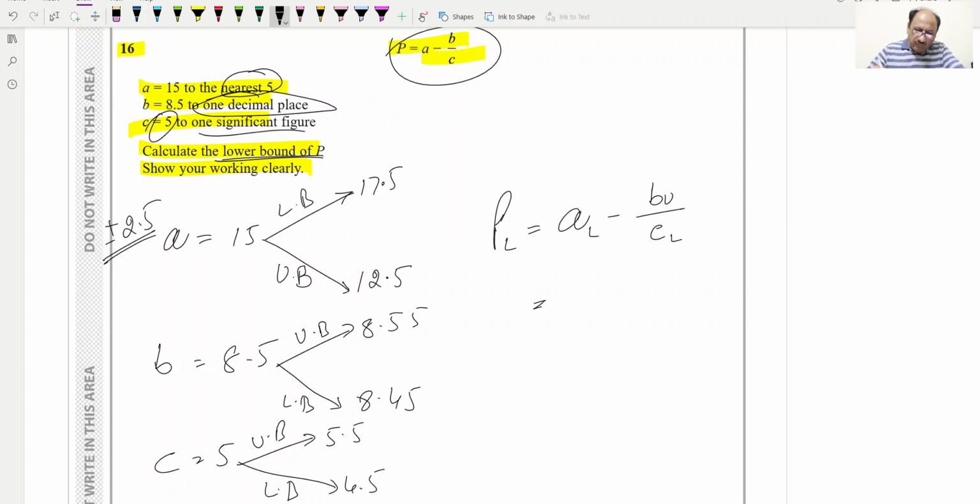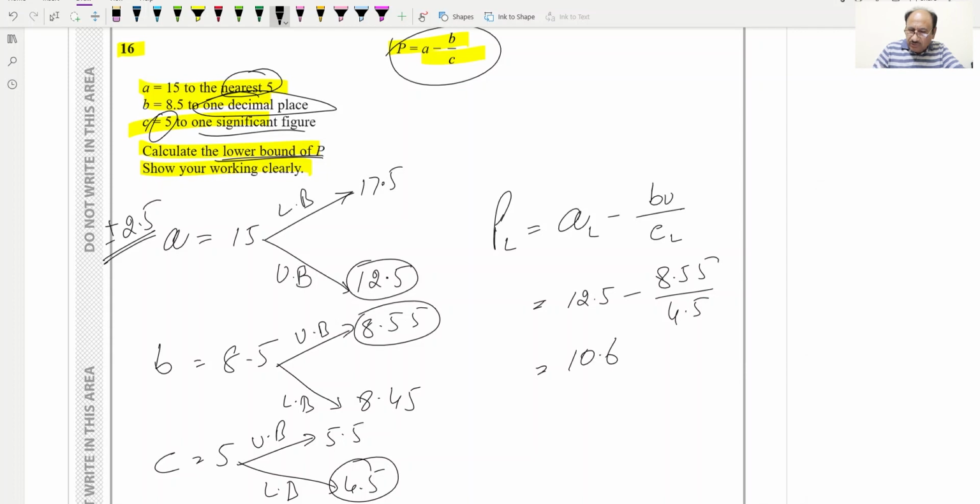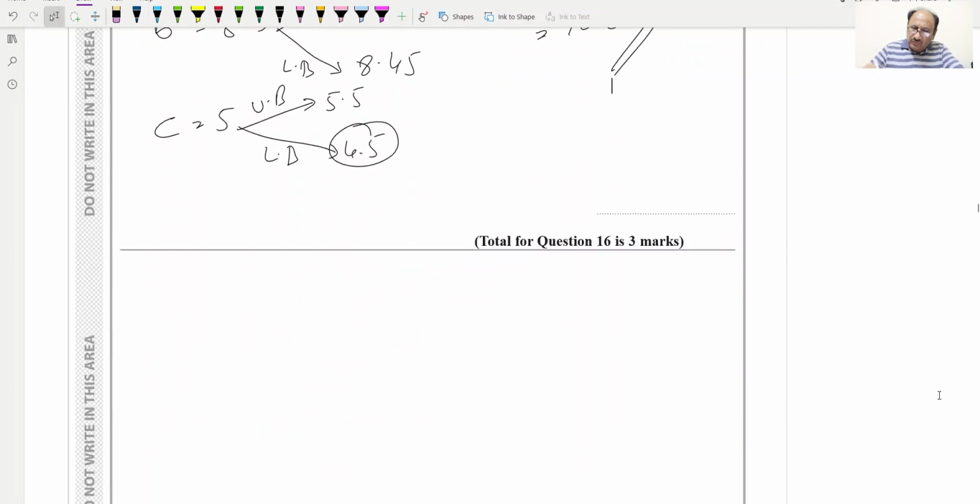So AL will be lower bound. We will be taking this one, which is 12.5 minus upper bound of B value, which is 8.55, and then lower bound of C value, which is 4.5, and now we can use calculator. So 12.5 minus 8.55 divided by 4.5 is equal to 10.6. So 10.6 will be our final answer, which we can provide over here, 10.6. This is the final answer for 3 marks.